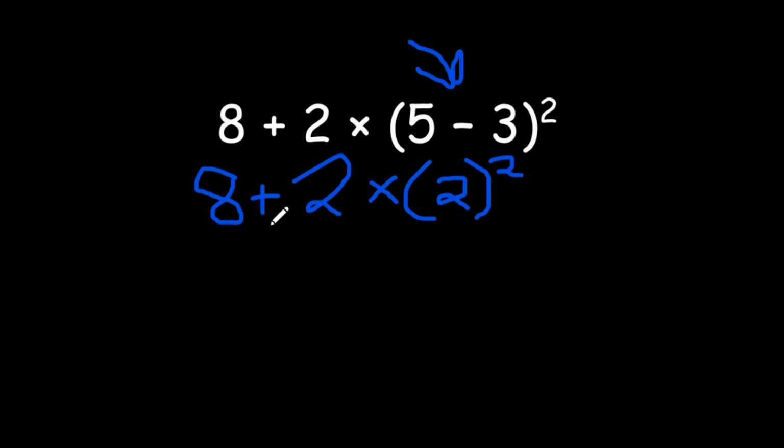Remember our PEMDAS. We need to also look at the next one, which is exponent. And we have 2 to the power of 2 here. So let's do that next. So we have 8 plus 2, and then it's multiplying. 2 to the power of 2 should give us 4. So it means we'll have 4 here.